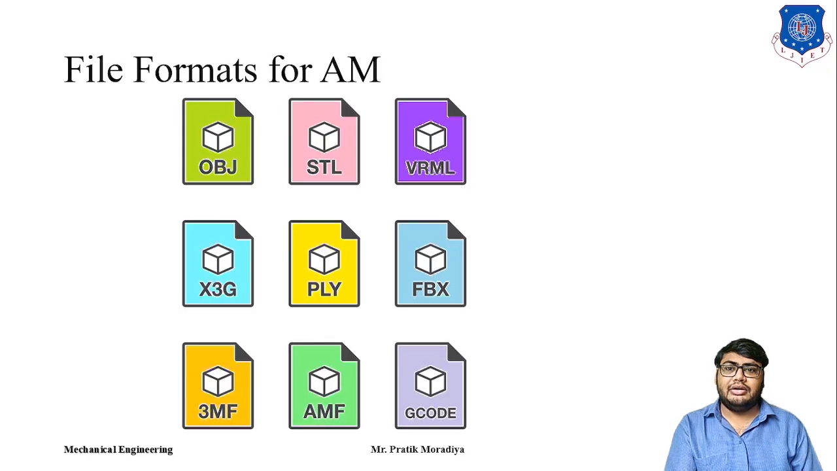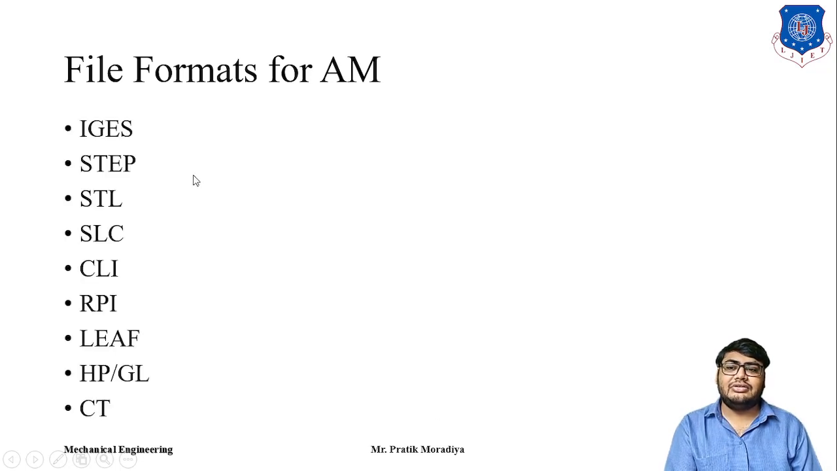So, the file formats for additive manufacturing, there are actually many file formats: the OBJ file format, STL file format, VRML file format, PLY, FBX, X3G, 3MF, AMF, that is Additive Manufacturing Format, G code. All these are used by different machines, but we are not discussing all of these. What we are discussing are these file formats: we will discuss IGES, STEP, STL. Already we have discussed most of it.